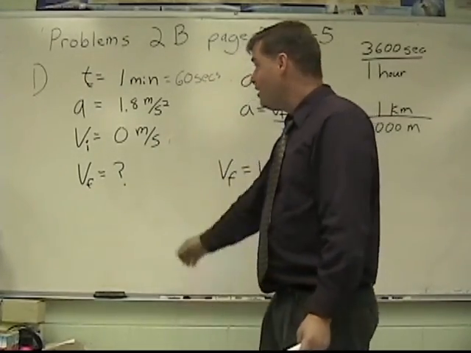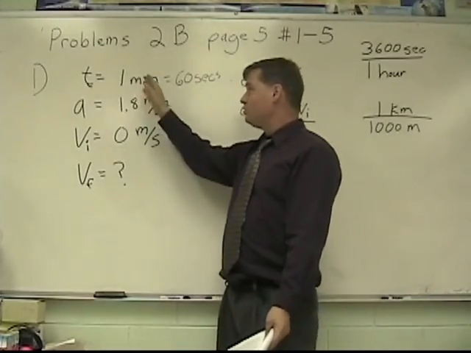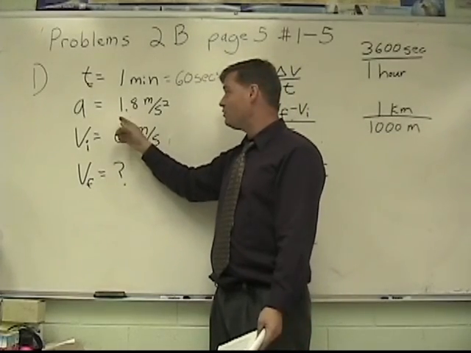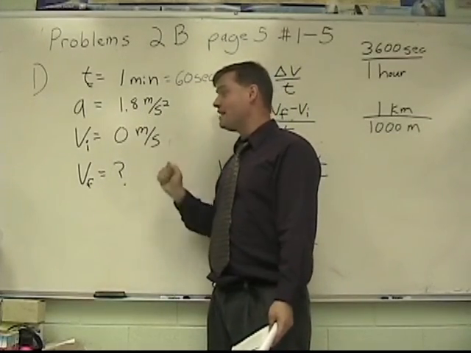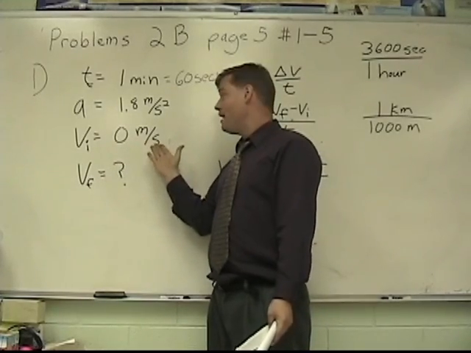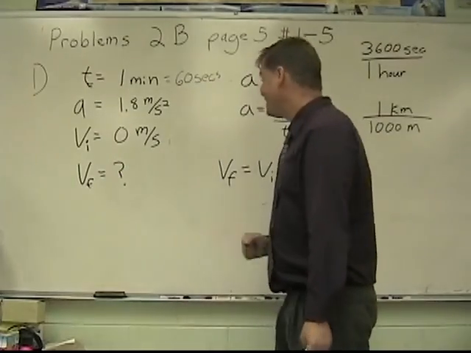So make sure you write this down. Question number 1, time is equal to 1 minute or 60 seconds. Acceleration is equal to 1.8 meters per second squared. Initial velocity is equal to 0 meters per second or rest. And we're looking for our final velocity.